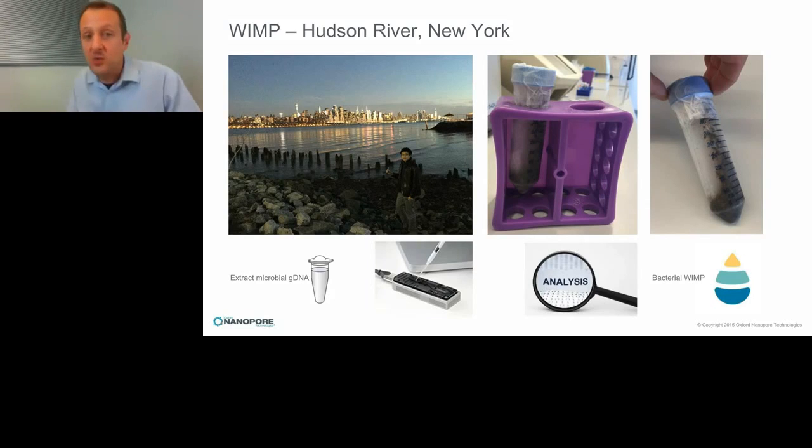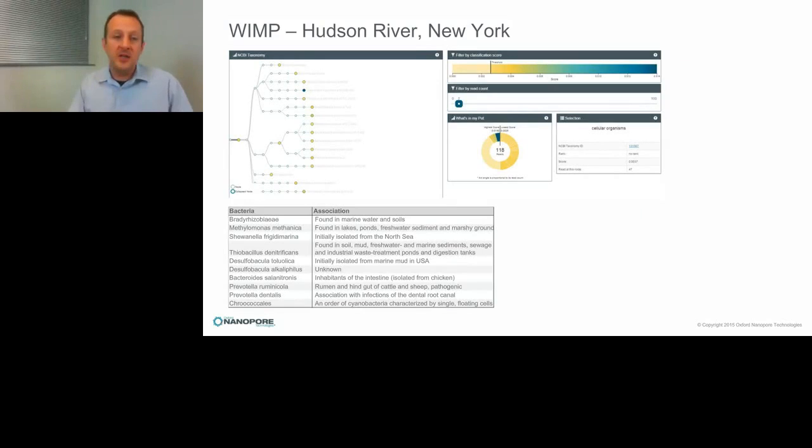Rather than going for the actual water, in which we thought the bacterial count might be a little bit thin, we went for some of the sludge at the bottom of the river, as you can see in the other photographs. We used a soil DNA extraction kit to get the DNA out of the sample, and we ran it through the WIMP workflow. You can see from the WIMP tree that a range of different bacteria came up, but with low confidence, as indicated by the yellow circles.